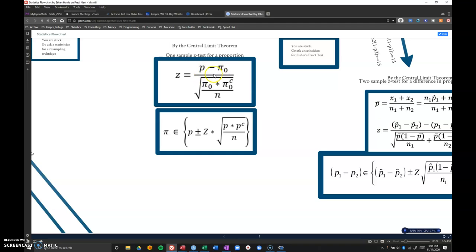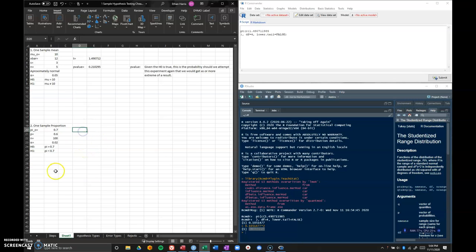So now it's just p minus pi naught divided by the square root of pi naught times the complement of pi naught, divided by n. Okay, we can do this. And once again, people have been doing a pretty good job on this one. So I'm just going to type in our parts: p minus pi naught, divided by the square root of pi naught times 1 minus pi naught, because I didn't take the complement. That's okay. And I can divide by the sample size, and hit enter. Now I've got this as my z value.